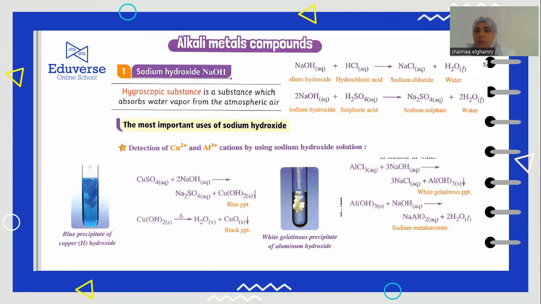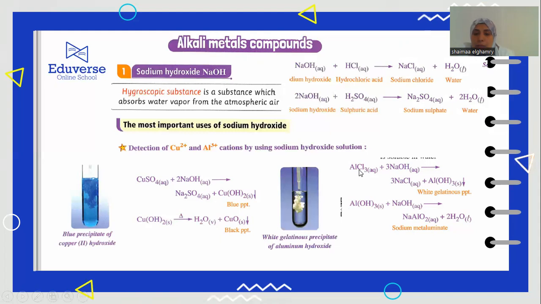This white gelatinous precipitate of aluminum hydroxide will disappear on adding more sodium hydroxide due to formation of what? Of sodium metaluminate. So copper sulfate, CuSO4, on adding NaOH, gives us Na2SO4, which is aqueous, meaning dissolved in water, and copper hydroxide, which is a precipitate. If we take this precipitate, copper hydroxide, and heat it, it forms water vapor and copper oxide as a black precipitate.